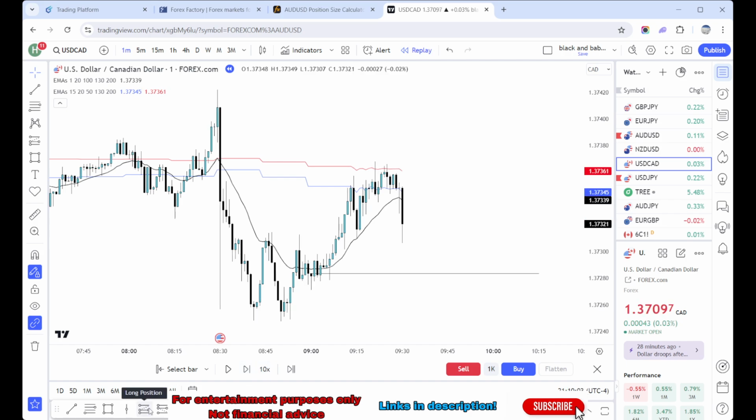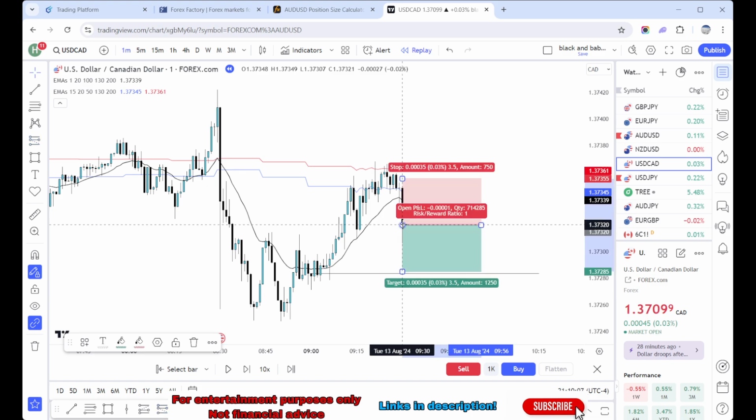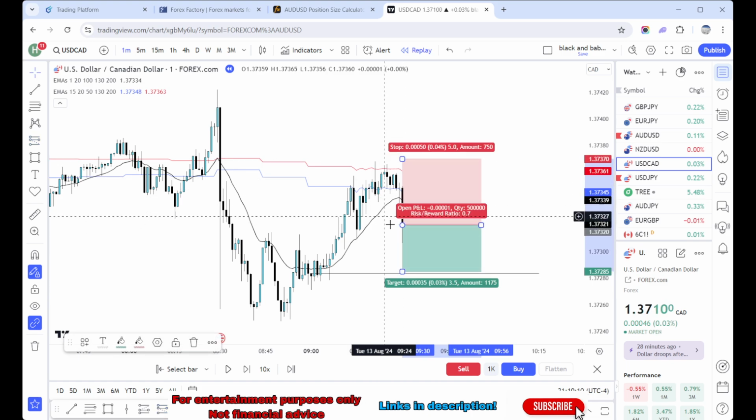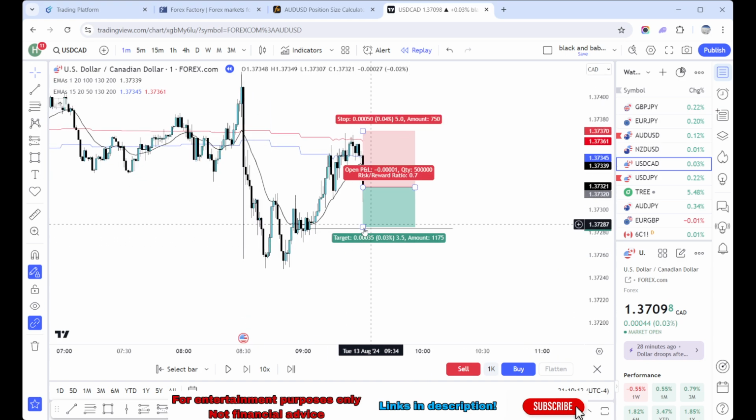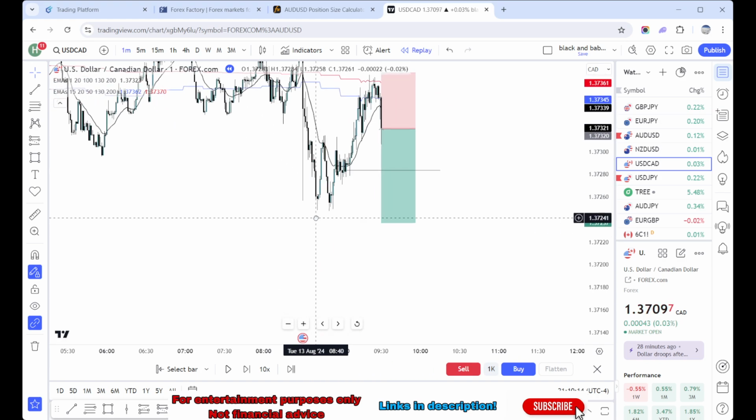Boom, there's your entry right there. Hot shot. These are big stop losses though. It's okay, bro. You know what I mean? 5 pip stop loss, that's really big to you, bro. We're trading on the 1 minute chart, my friend.